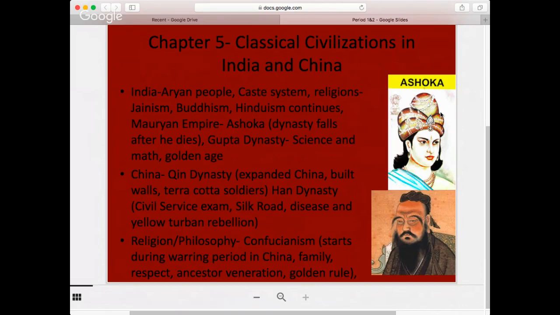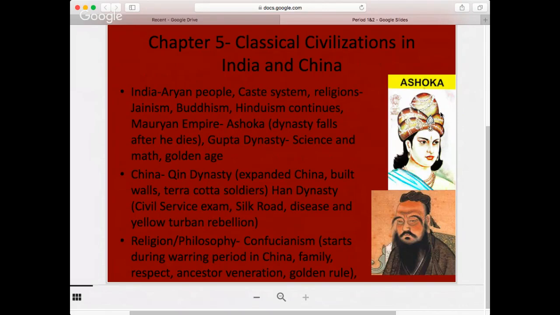And then he converted to Buddhism and was like, oh, never mind, I shouldn't kill everyone. And so he tries to convert other people to Buddhism and spreads the religion throughout India. It still doesn't totally catch on, though, because Hinduism is just so strong in India. And then after that is the Gupta dynasty, which expands.